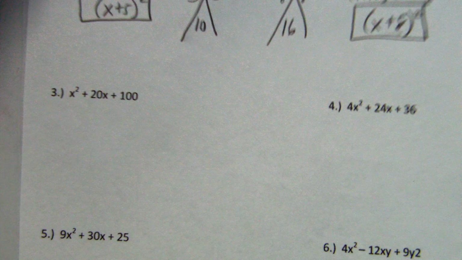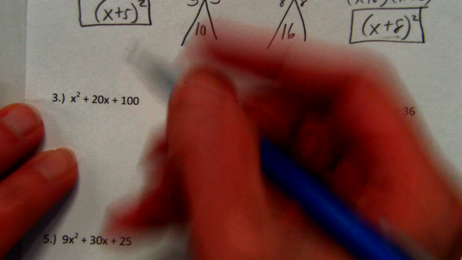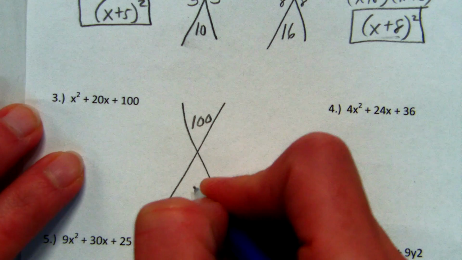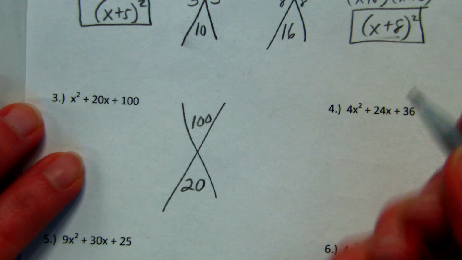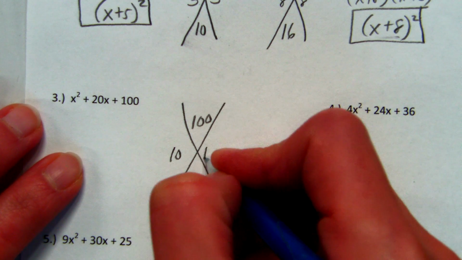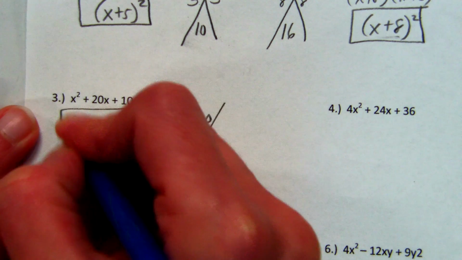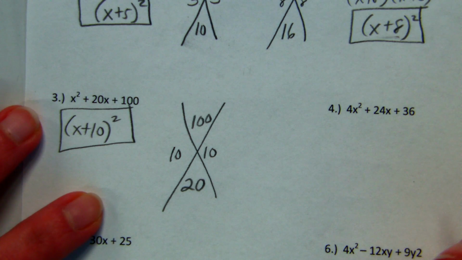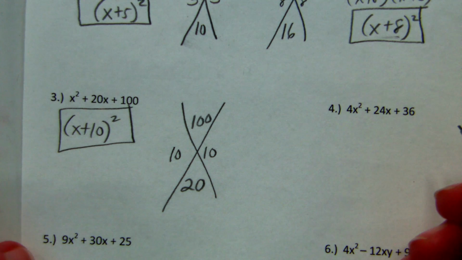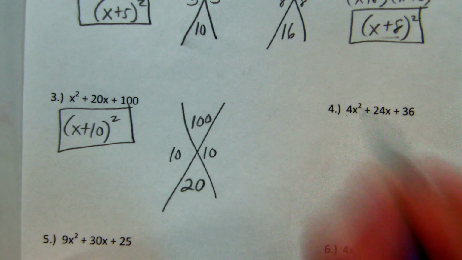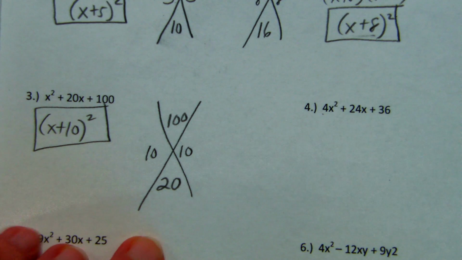Let's take a look at 3. 3 looks a lot like the others, has the same format, so we're going to multiply to get 100 and add to get 20. So that'll just be 10 and 10. So you'll have x plus 10 squared. I'm just going to skip to that point. So where it gets interesting is where they start putting a coefficient in front of the x squared, something that's not just x squared.